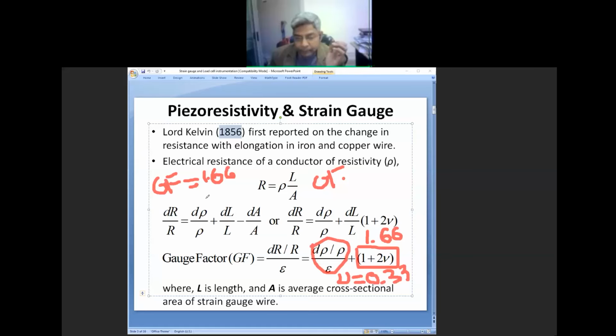What is the value of gauge factor in semiconductor strain gauges? Their gauge factor is very high. It's more than 50 for semiconductors. It depends on the type of semiconductor, but it is more than 50. Why is it so high? Because this electrical term dominates there, and this term is not effective, because as you know, silicon is a brittle material. It cannot undergo large plastic deformation and large Poisson ratio coupling. So anyway, to understand piezoresistivity, the phenomena in metals and semiconductors are different.